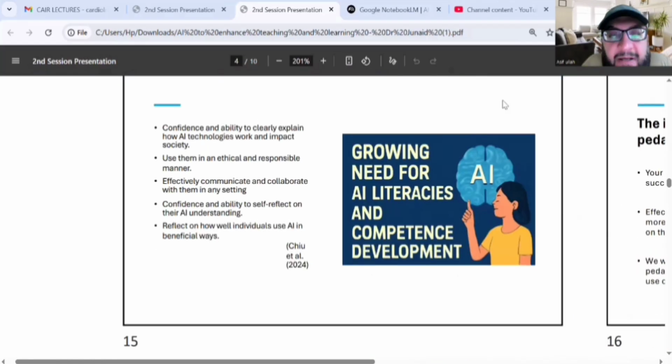Growing need for AI literacies and competence development: confidence and ability to clearly explain how AI technologies work and impact society. Use them in an ethical and responsible manner. Effective communication and collaboration with them in any setting. Confidence and ability to self-reflect on their AI understanding. Reflect on how well individuals use AI in beneficial ways.